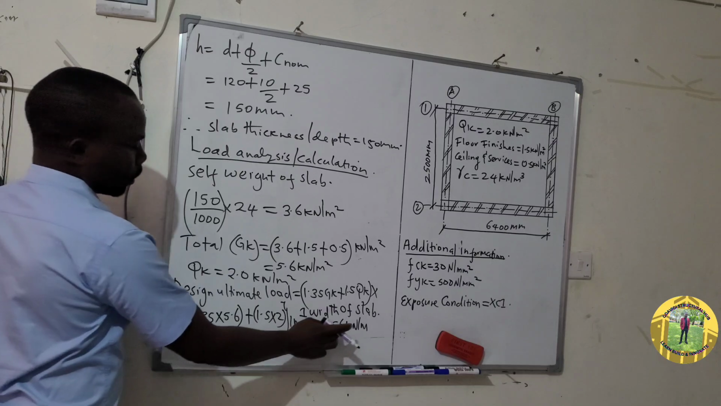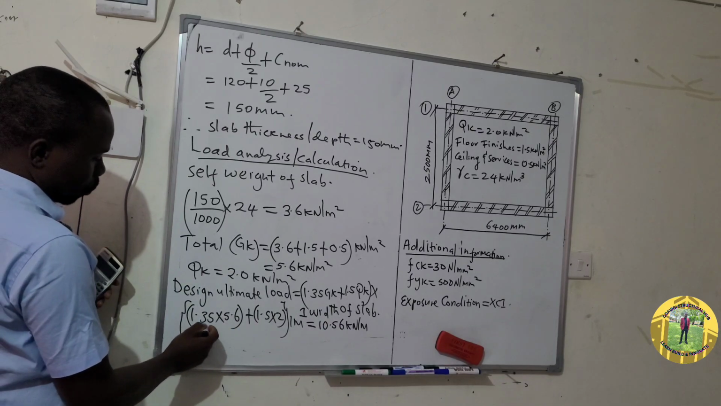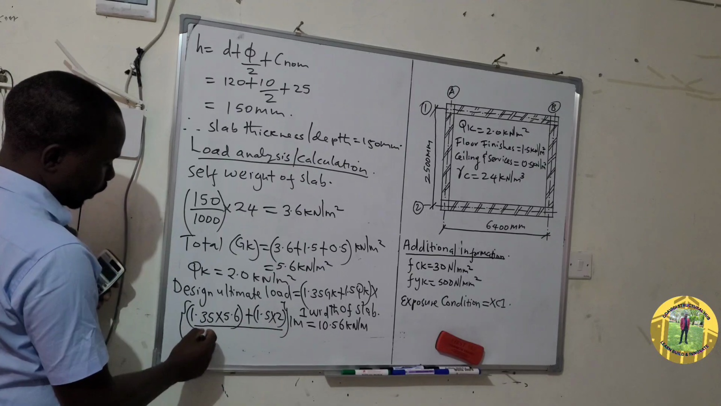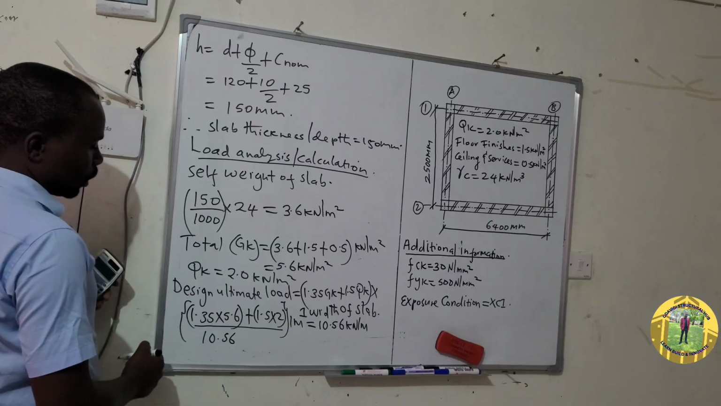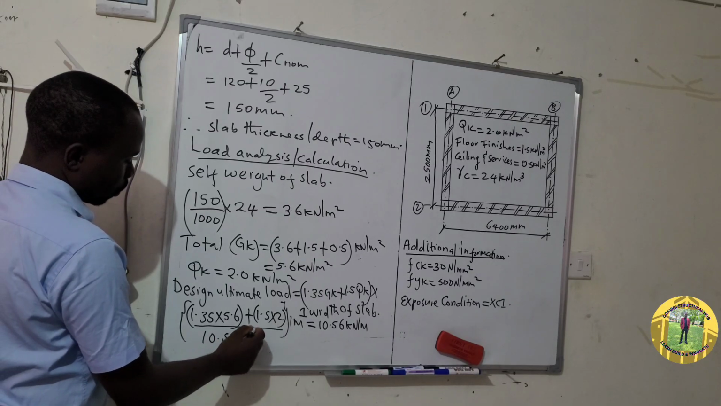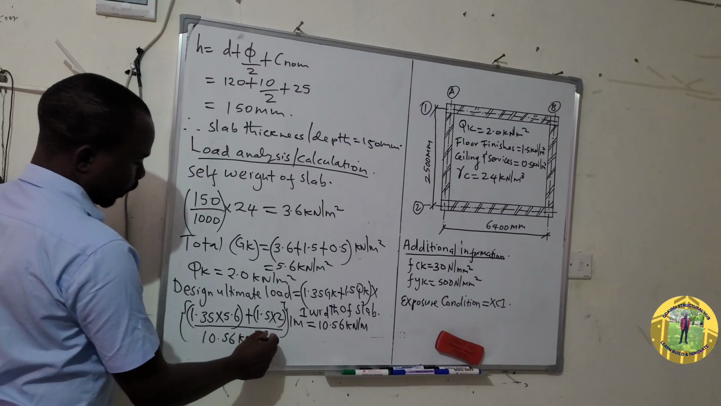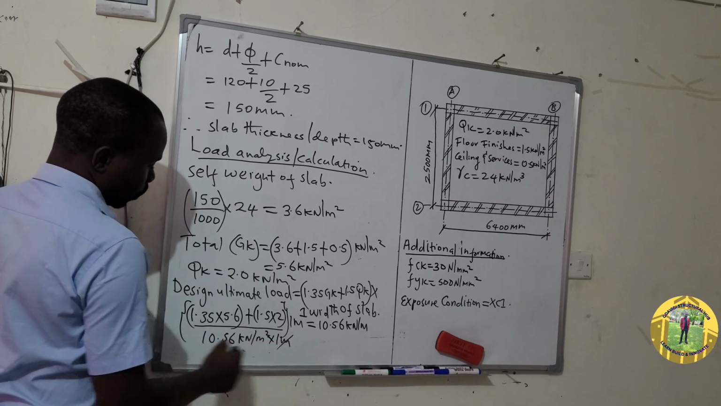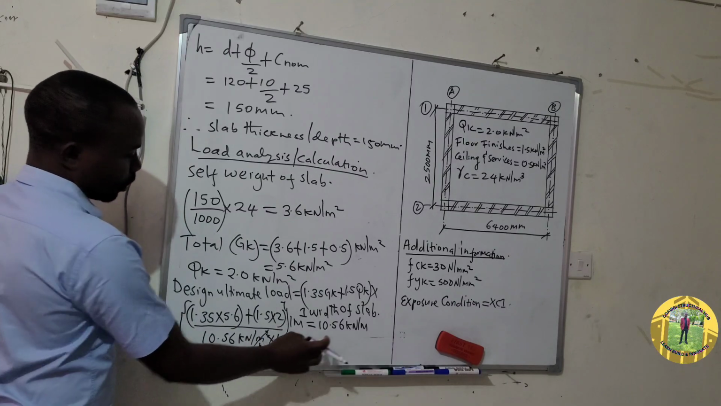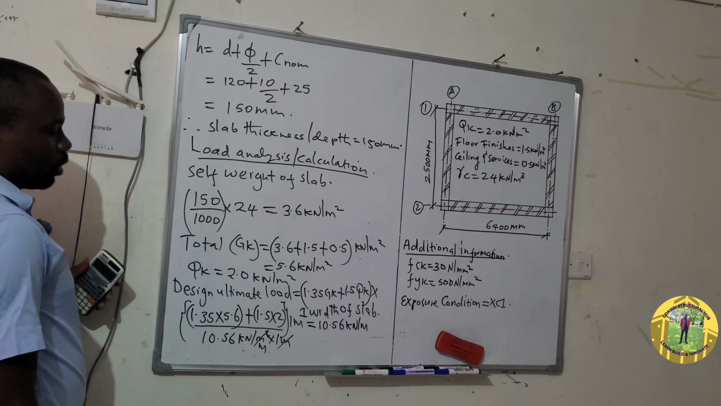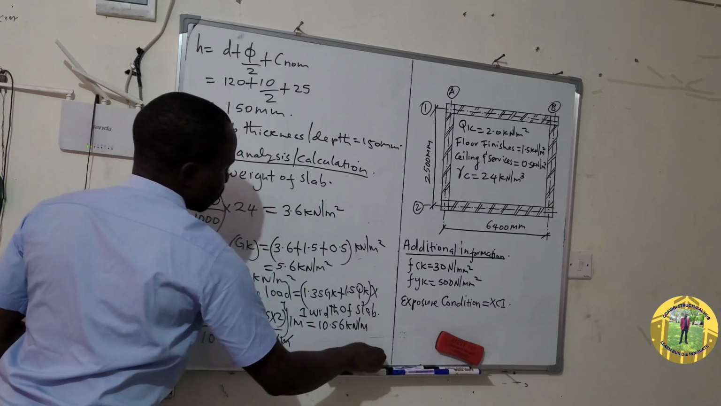So to deal with these units here, if you multiply this one, you will get 10.56, and the unit for this is kilonewton per meter square, then times 1 meter. So this meter will cancel here meter. So the final units will be 10.56 kilonewton per meter. So that is how you work with units.